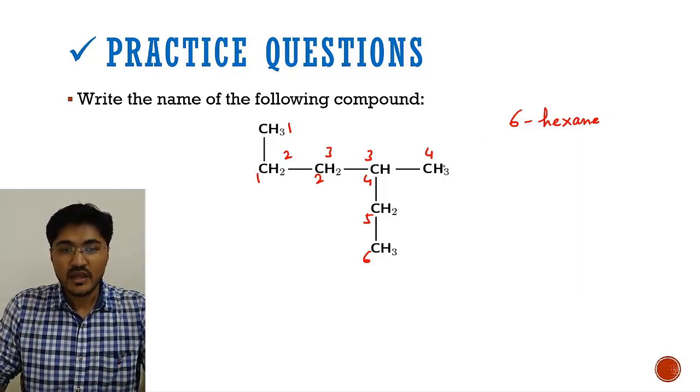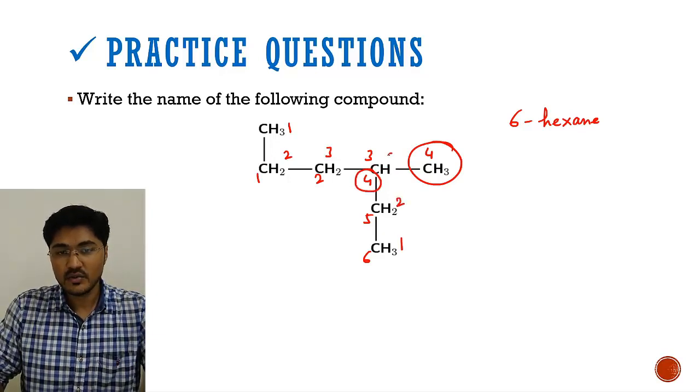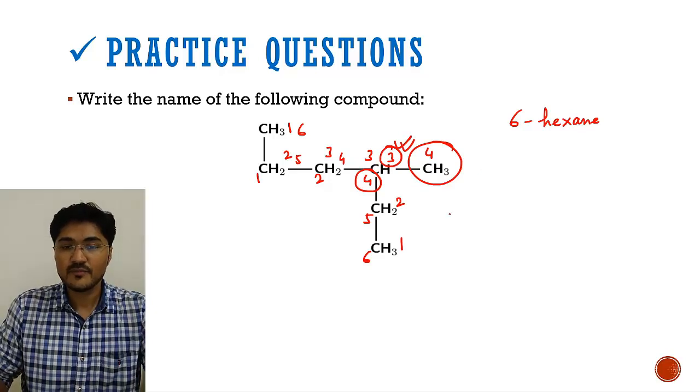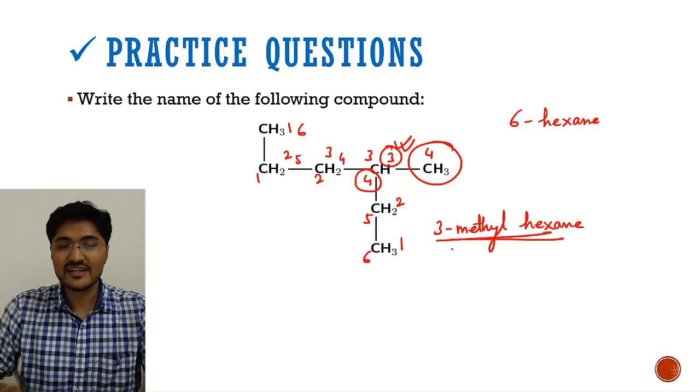Now let's see if we can put the lowest number to this branch, that is methyl group. So from this way 1, 2, 3, 4, so the number would be 4. And if we start giving numbers from the lower end, 1, 2, 3, 4, 5 and 6. So this will be the smallest number, so we will use 3. So the name becomes 3-methylhexane, and this will be your final answer.